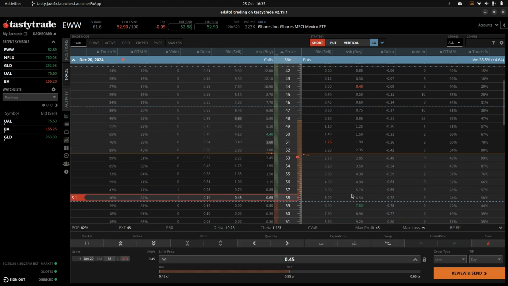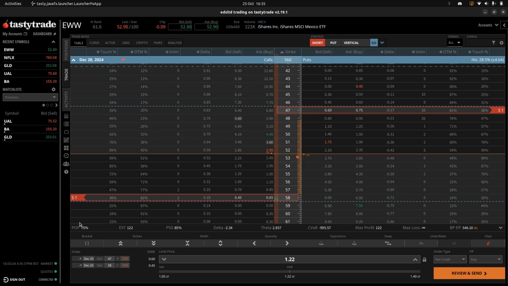So we've got a 19 delta here. And the same again on the put side, we've got a 17 delta there. And this puts us roughly at the one standard deviation mark. And we've got a 75% chance of making at least a penny on this position if we hold till expiration.